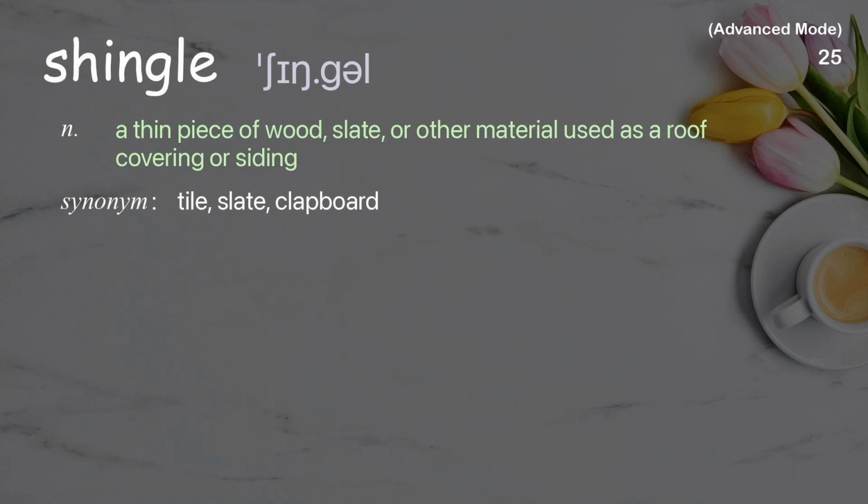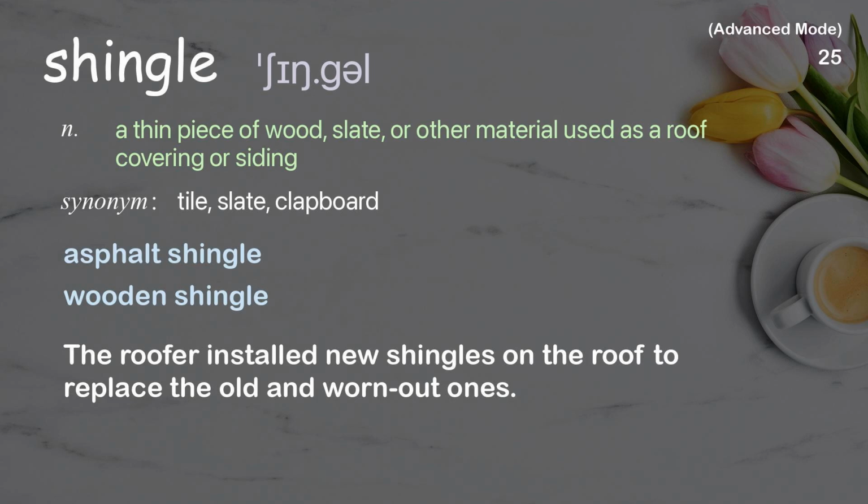Shingle: A thin piece of wood, slate, or other material used as a roof covering or siding. Examples: Asphalt shingle. Wooden shingle. The roofer installed new shingles on the roof to replace the old and worn-out ones.